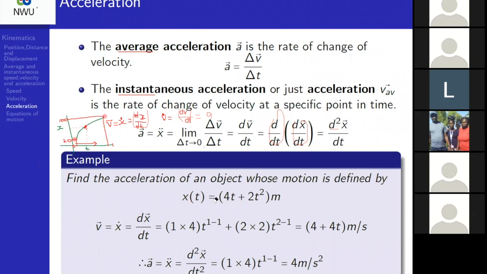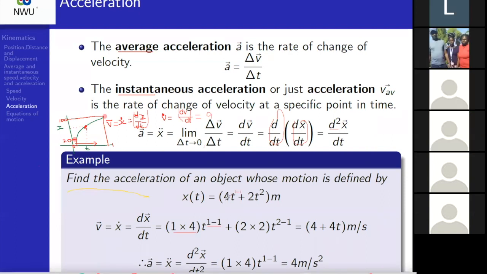And remember, because it's x, when you do the dx/dt, you're going to get v. The first differentiation will give you velocity. The second one will give you acceleration. So it's 1 times 4, which is 4, t to the power 1 minus 1. That's t to the power 0. And what is t to the power 0? That's basically just 1. So the answer for this whole thing will just be 4. 1 times 4 times 1.